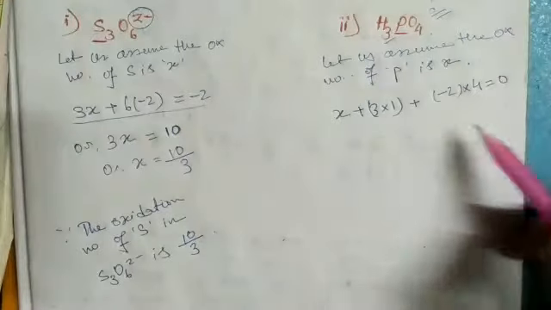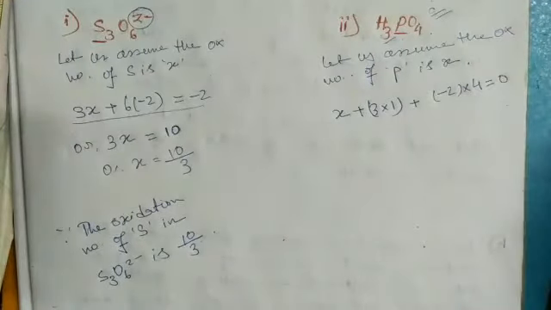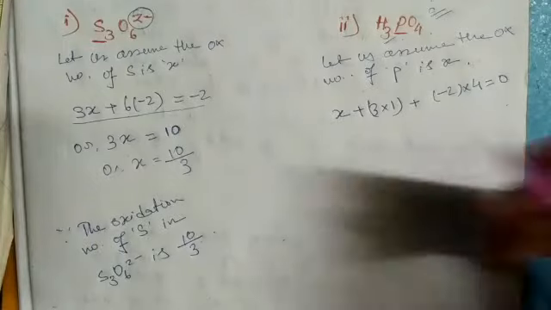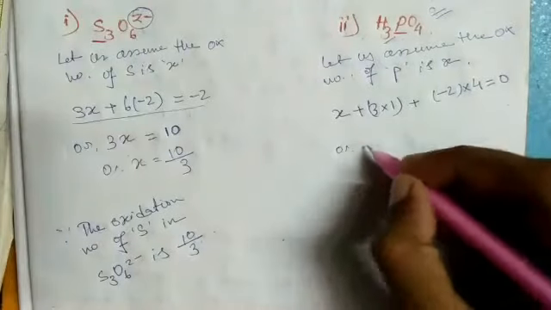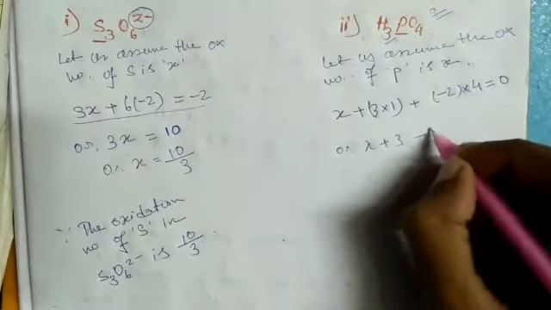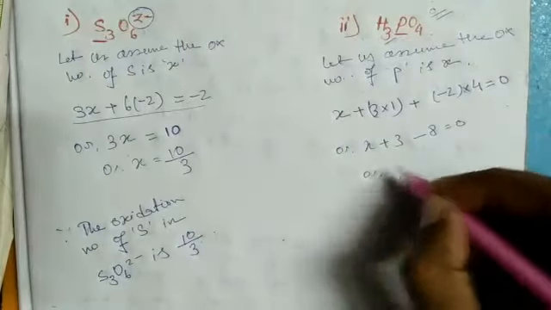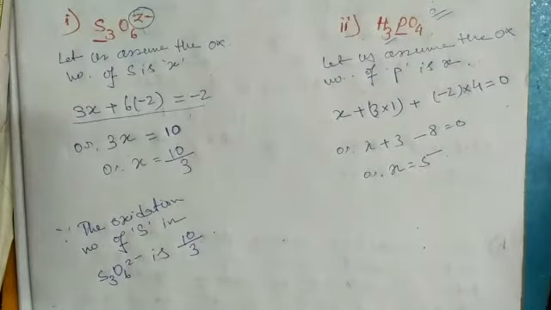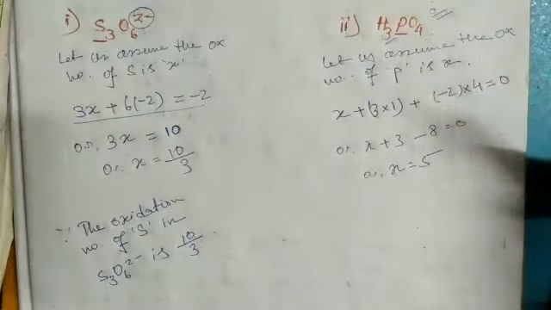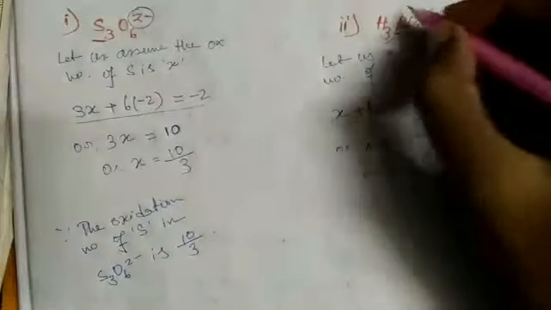This is again an algebraic equation. By solving this, we can get the value of x. Here it is 5. So the oxidation number of phosphorus in the given compound is 5. That is +5.